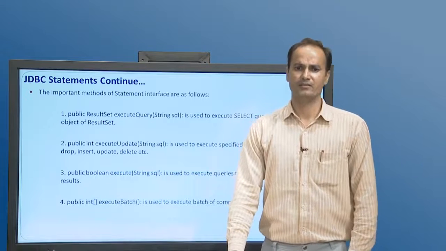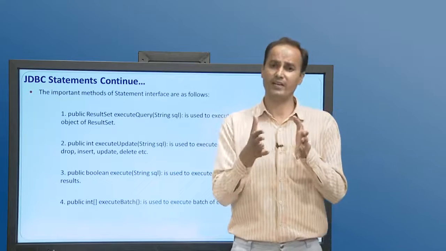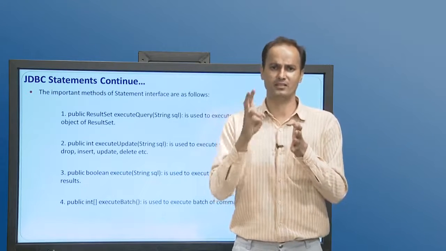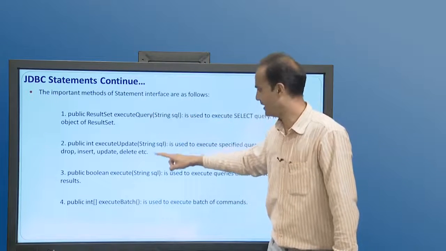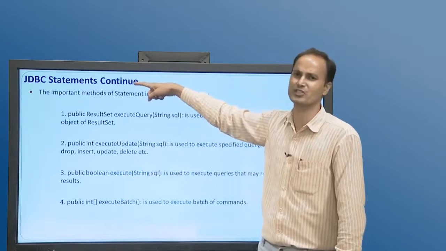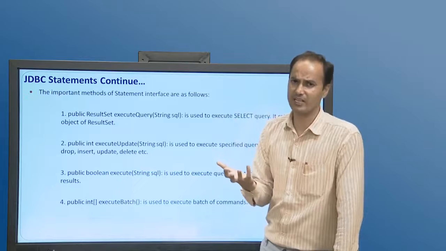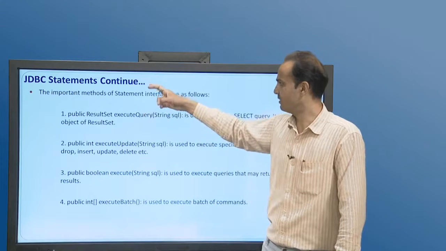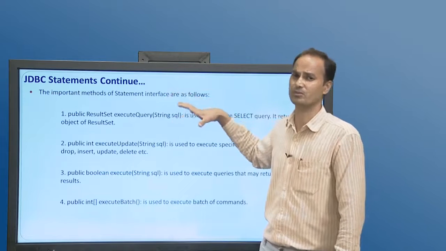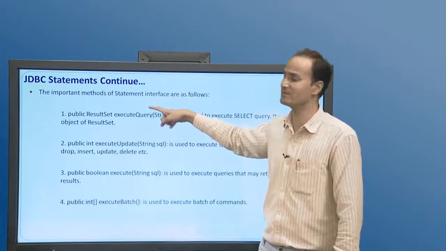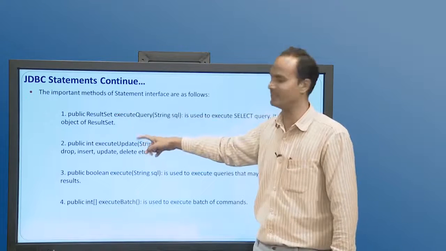Then, once we have a statement instance, we can execute a number of methods. The most important ones are execute query, execute update and execute. These three are methods of the statement interface. Once we have a statement instance, we can execute using it. What is the difference? Now, we need to know the difference. First one, execute query, returns a result set, while execute update returns an integer.